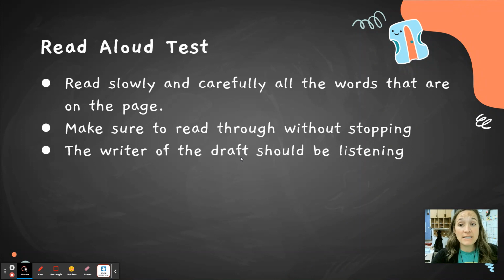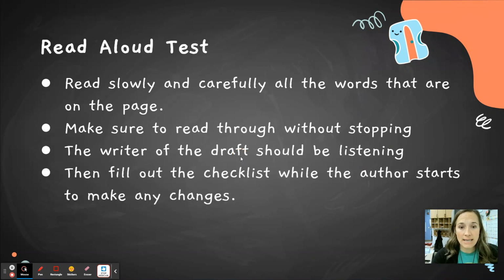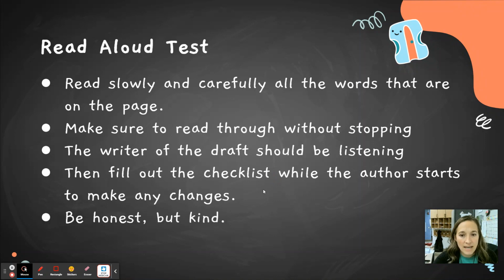The writer of the draft definitely should be listening or reading it to them, and then fill out the checklist while the author starts to make any changes. So you're going to be filling out that checklist. If you're sitting next to your partner and your partner goes, oh, I'm going to go ahead and add those words I missed, and they're putting those in, you're going to be filling out your checklist for them at that time. And make sure to be honest, but be kind.